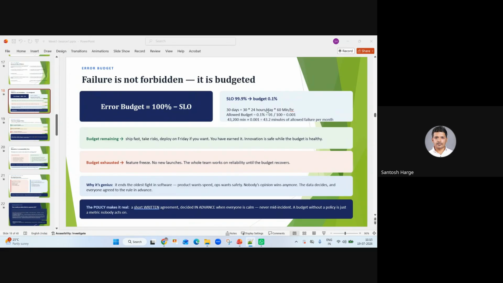Now with the error budget, there is no fight, because both the operations as well as the developer teams have agreed on the error budget. If you have the budget, you can roll out. If your budget is exhausted, you need to wait for the complete month, or till the freeze is over. That is the agreement that we had with the development team. That's why most organizations follow this SRE approach, since they have the proper agreement between the developers and the operations team.